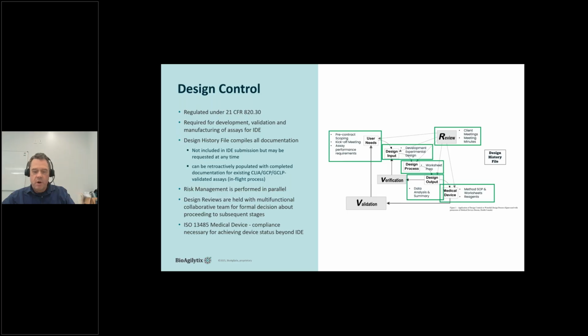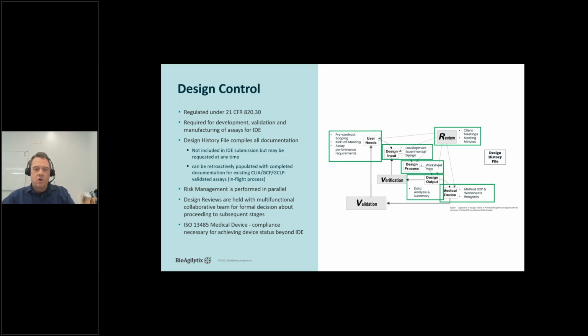Any changes would require a change control. And validation is performed to formally evaluate the assay/device in its final state for the parameters that are essential for reliable performance with patient clinical samples. And each step undergoes a review. It's informal during the iterative process, but there are formal design reviews at key stages.